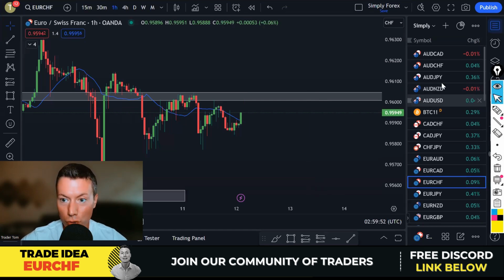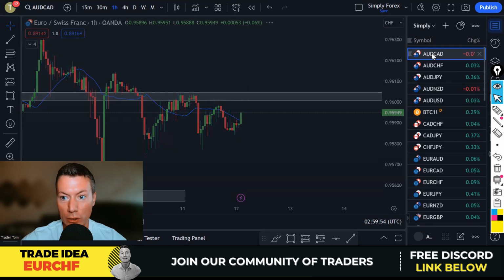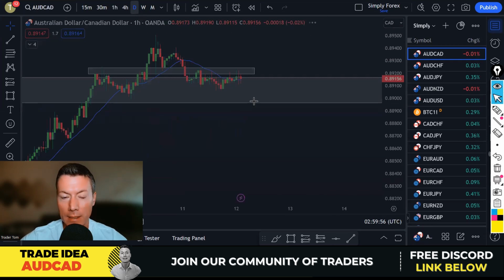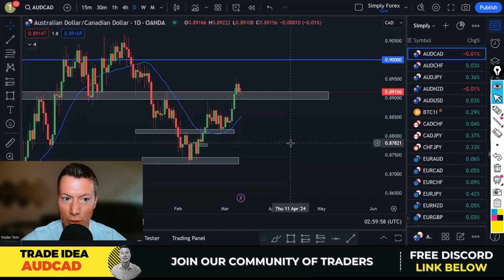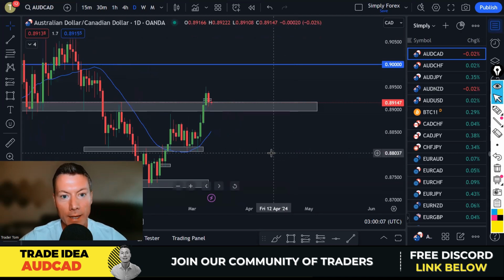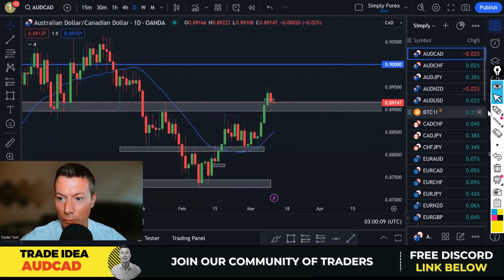And my last trade idea for today is Aussie dollar, Canadian dollar buys. I was also looking at New Zealand dollar, Canadian dollar buys, but I just prefer Aussie dollar, Canadian dollar. But you could potentially also trade New Zealand CAD as well. Why do we like it? Well, again, not much has changed from yesterday. All right, we're in an uptrend.